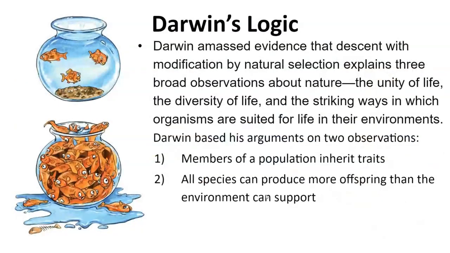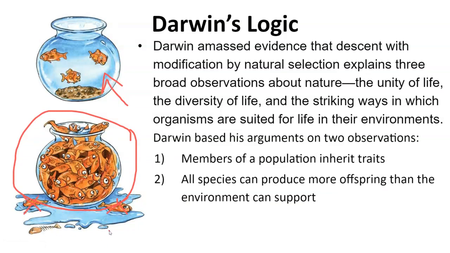This is based on his logic that all species, no matter what they are, are going to reproduce so much that they outlive their environment, or they outlive the resources of their environment. For instance, these little fish in this fishbowl have plenty of space, plenty of food. They are going to mate and reproduce indefinitely until they reach a point where there's too many fish for the environment. Now there's not enough food, there's not enough space, and there's not enough mates, meaning that automatically some of those fish are going to die.